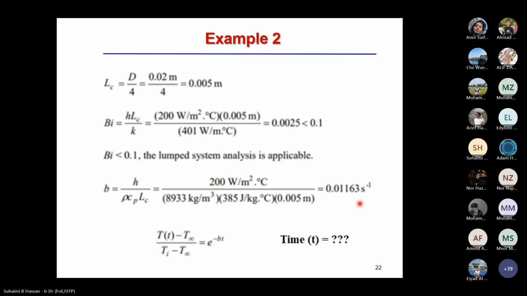Okay, dapat tak? Sir, I got 238. 238 seconds. Hmm. Okay, ada orang lain tak? 238. The rest you should try. I will not give you the answer, otherwise you cannot answer in the final. This is all mathematics only.